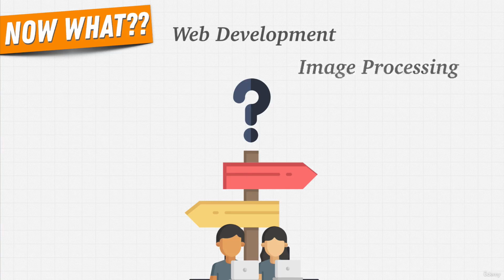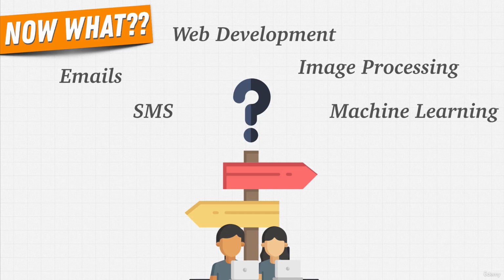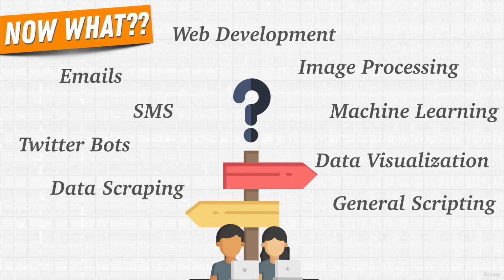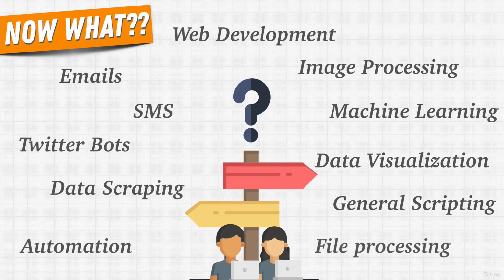How many things? Well, we can do web development. We can do image processing. We can send emails with Python. We can even send texts with Python. We can do machine learning with Python. We can create our own Twitter bots. We can do data visualization and data analysis. We can do something called data scraping. We can just do any general scripting with Python. We can do automation, and we can process files like PDFs, Excel files, and many others. And we're actually going to show you and build projects around all of these topics in the upcoming sections.